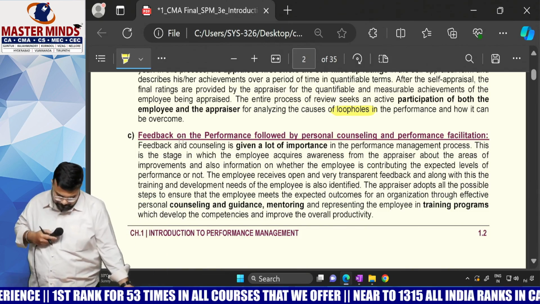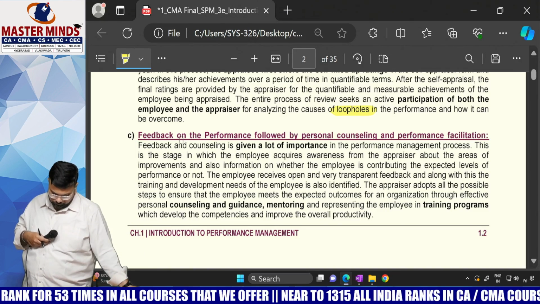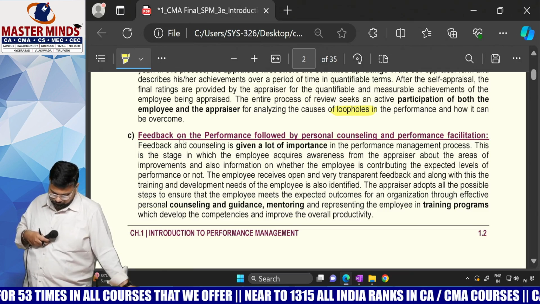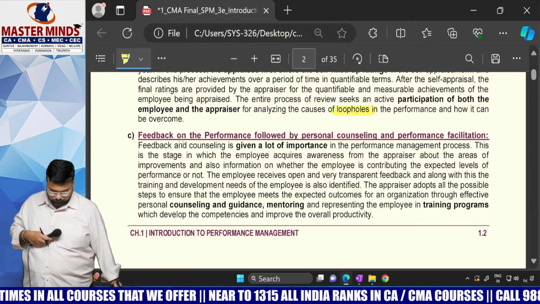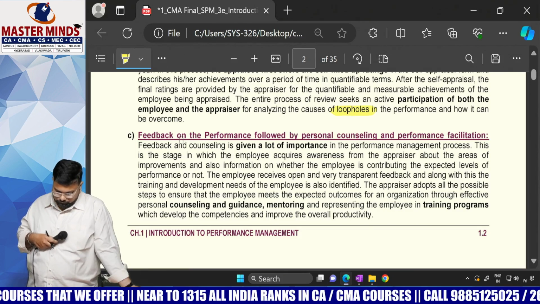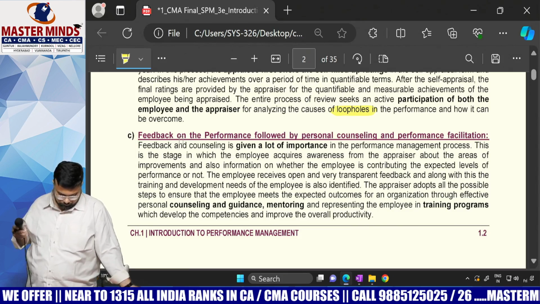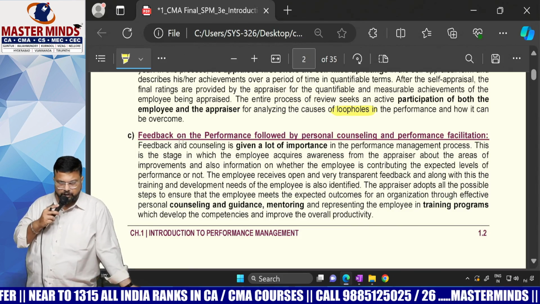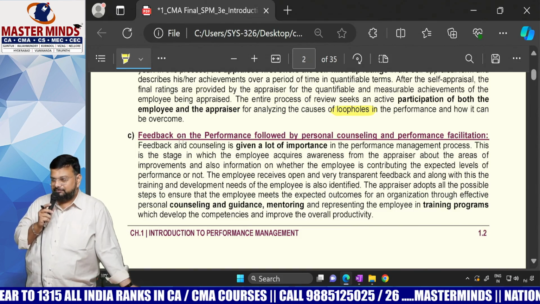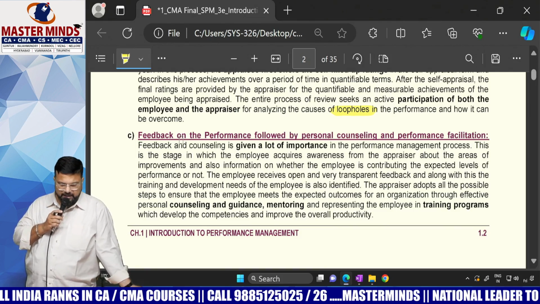Next. The appraiser adopts all the possible steps to ensure that the employee meets the expected outcomes for an organization through effective personal counseling and guidance, mentoring and representing the employee in training programs which develop the competency and improve the overall productivity. The same thing is followed in Masterminds also. As usual, it will be done in any kind of organization. Training plays a very important role.